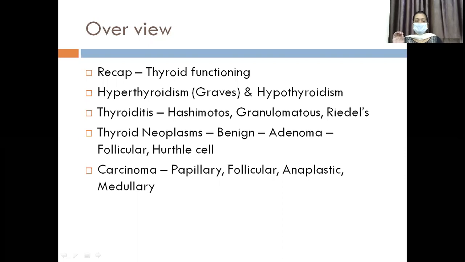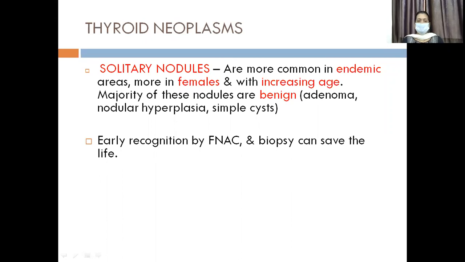In today's class, I'll be talking about the thyroid neoplasms, that is benign neoplasms, including the adenomas, follicular adenoma and the Hurthle cell adenoma, and the other subtypes of both, and then carcinoma: the papillary carcinoma, follicular carcinoma, anaplastic and medullary. These are the four main types of the thyroid carcinomas, and we will also talk about the subtypes of the papillary carcinoma. Usually the thyroid neoplasms form a nodule.